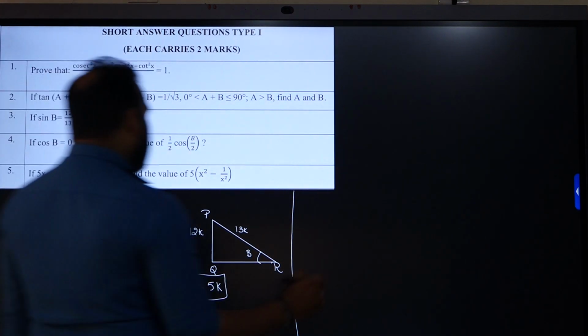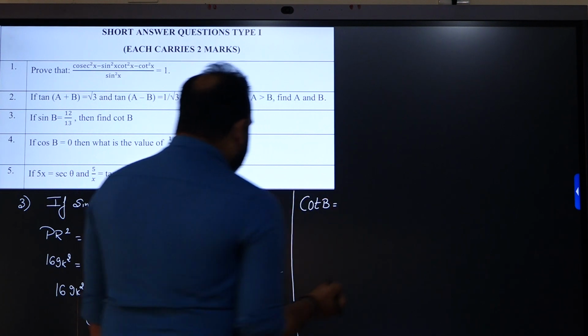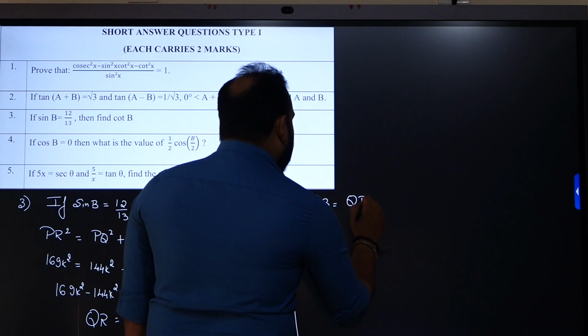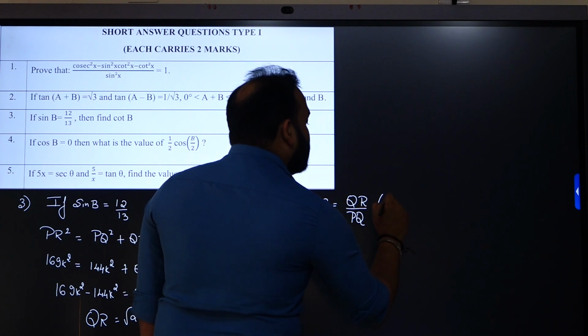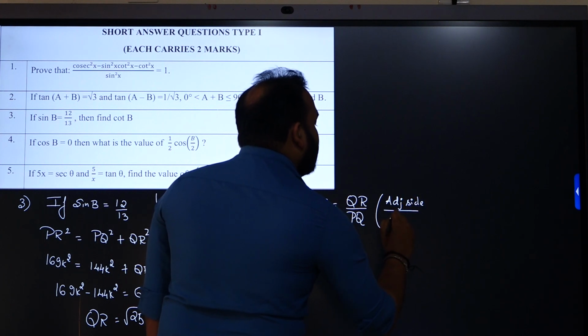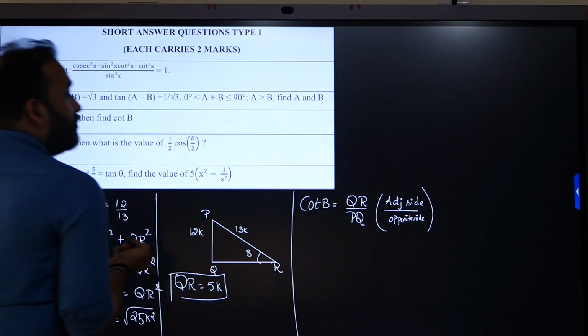What are they asking you? Cot B. Now see, children, from the diagram, tell me what is cot B. Cot B is which side by which side? Cot B is always adjacent by opposite. So we'll write QR by PQ. So I'll write here it's adjacent side by opposite side. Yes? I hope the minds are very well in this topic. Yes? Okay? So cot B is this.